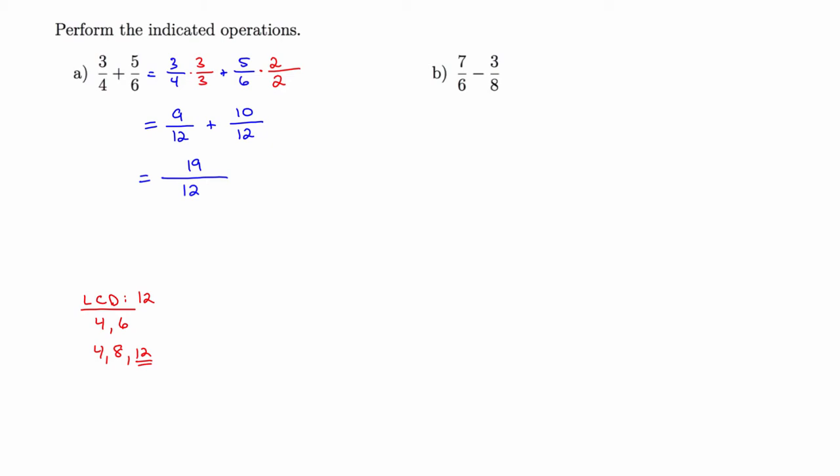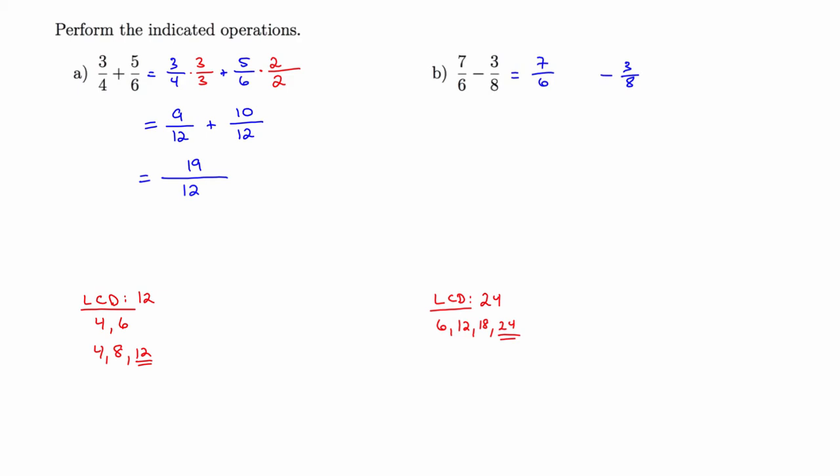In Part B, we are looking to subtract 7/6 and 3/8. Again, because it's a subtraction problem, we need a common denominator. If we start looking at multiples of 6, we have 6, 12, 18, 24. When I get to that 24, I see a number that is also a multiple of 8, so my LCD is going to be 24. So now we need to convert each fraction so that it is a fraction over 24.